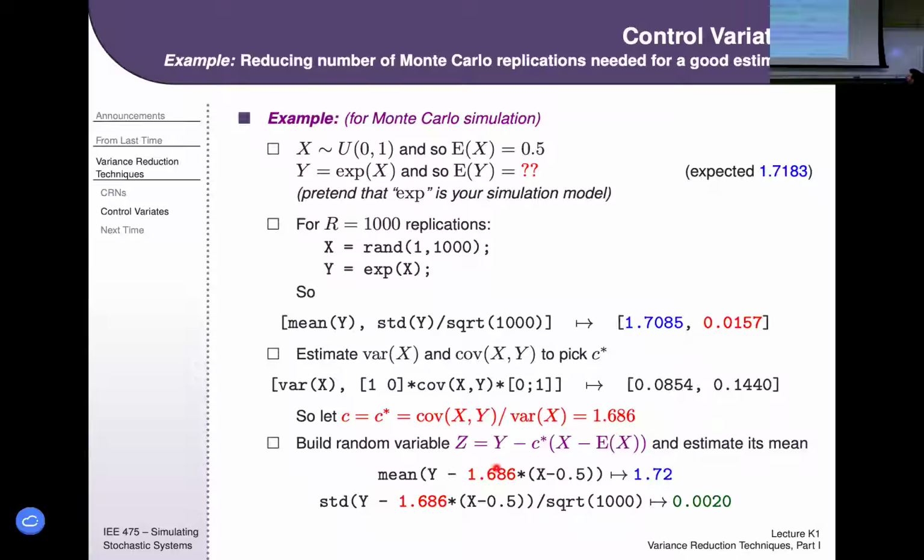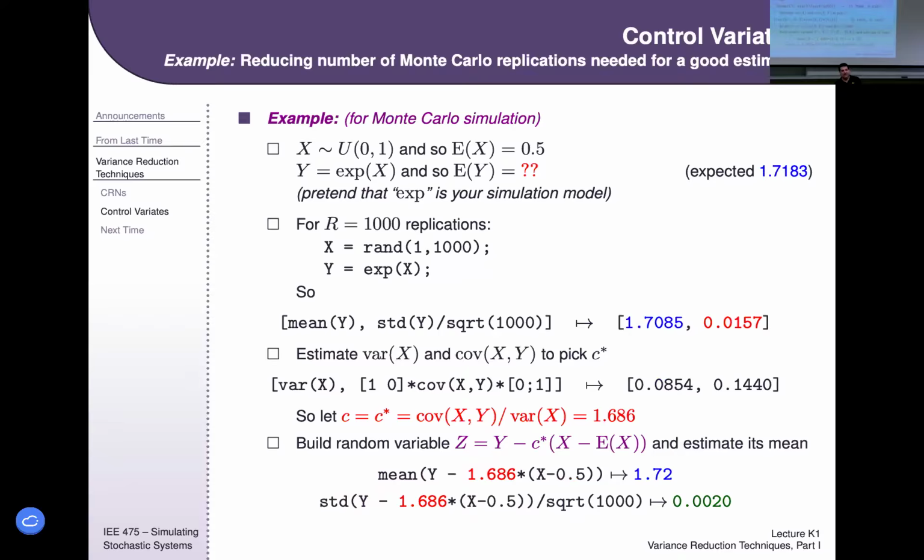Now, if I do the mean of that thing, I get 1.72, which is close to that mean. And if I do the standard error of the mean of that thing, I get 0.002, which is an order of magnitude less than that standard error of the mean. So I didn't do any more sampling. I used the same 1,000 samples, and I've now drastically reduced the variance in my output.